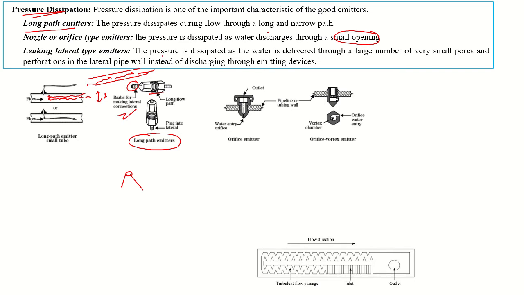And the leakage lateral type emitter. So this is also a type of emitter. The pressure is dissipated as the water is delivered through a large number of very small pores and perforations in the lateral pipe wall, instead of dissipation through an emitting device. So here the complete lateral has a very large number of small pores along its whole length, so that the water dissipates throughout this length and comes out of these small perforated holes with very low pressure. So that is the classification of emitters based on dissipation of pressure.